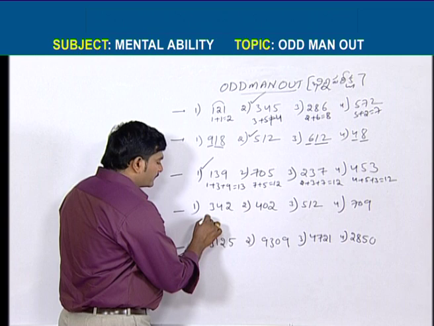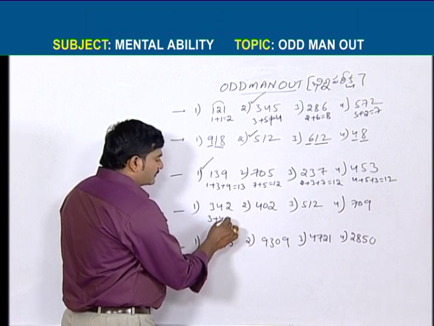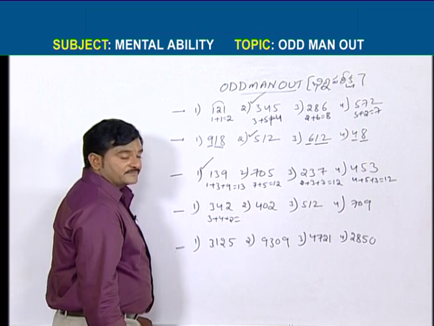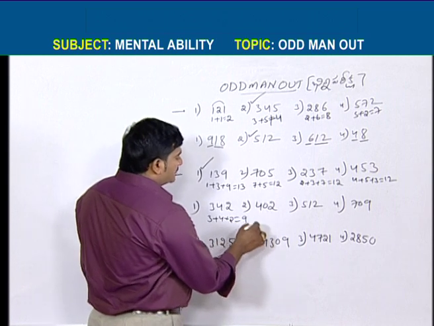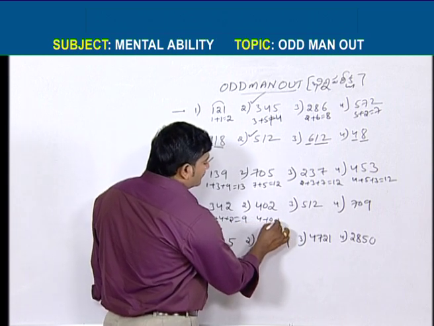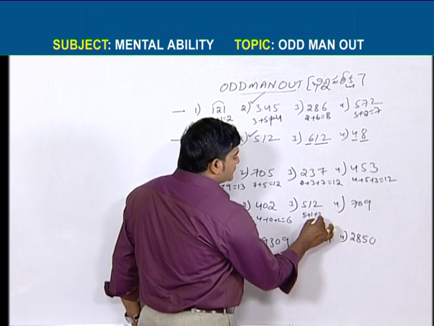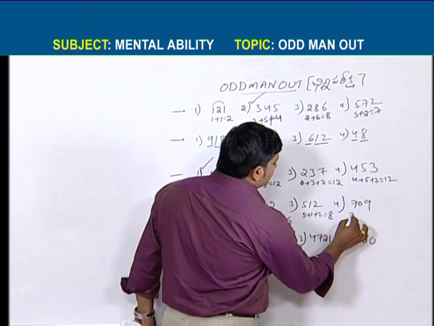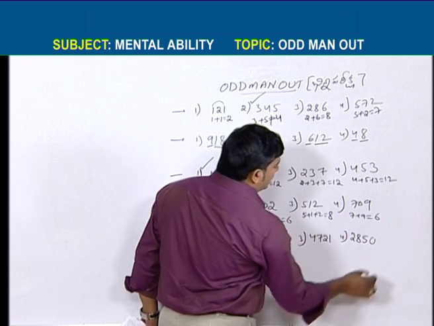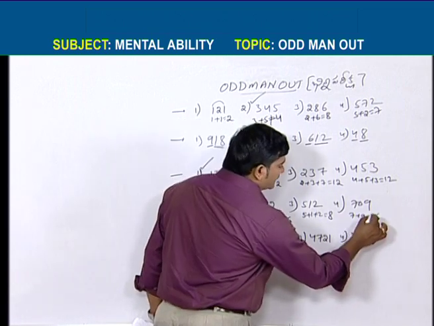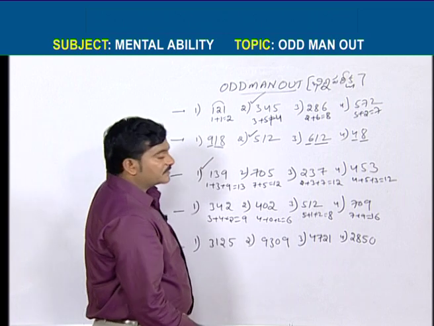Observe the fourth question. 3 plus 4 plus 2, again finding the sum of the digits. 3 plus 4 plus 2 I get 9. 4 plus 0 plus 2 I get 6. Similarly 5 plus 1 plus 2 I get 8. Similarly 7 plus 0 plus 9, how much am I getting? 16. This is also one kind of model.